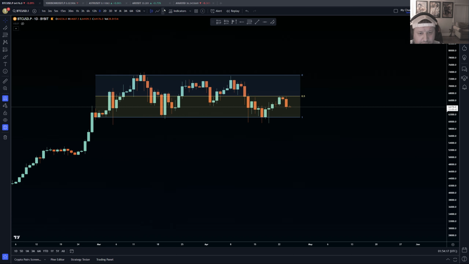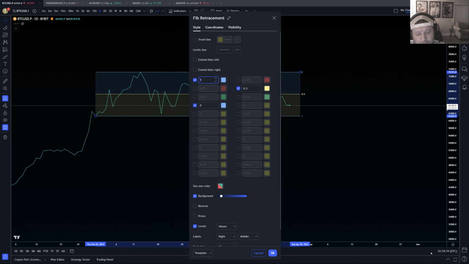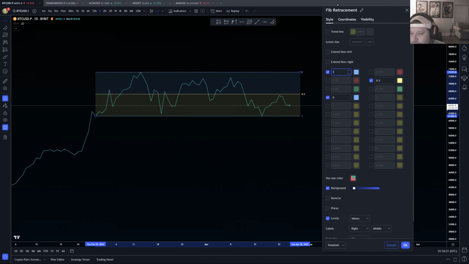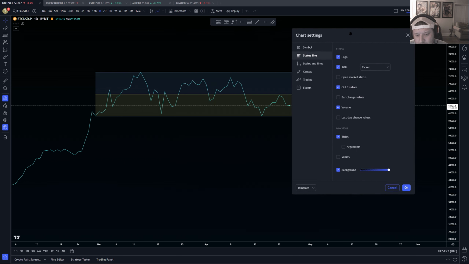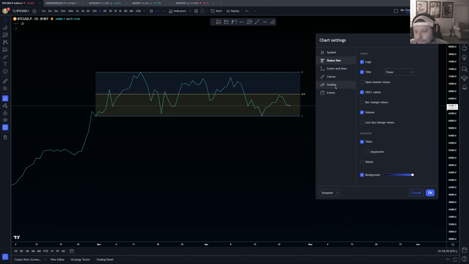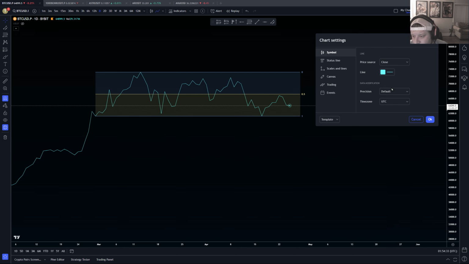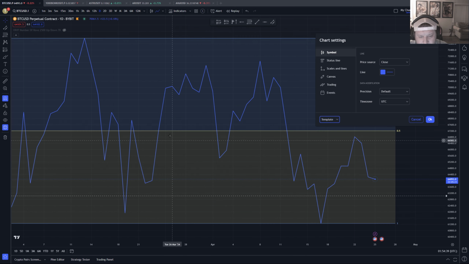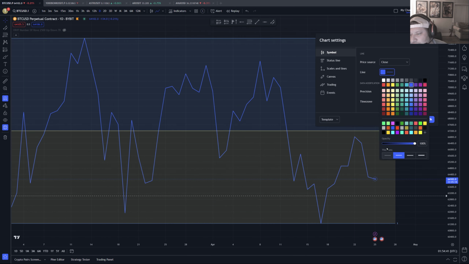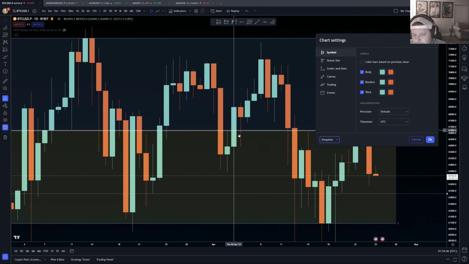If you want to know my settings for line chart, here's my settings for line chart. I don't like how it looks normal. This is what it's going to look like right out the gate for you guys. So on the line itself, let me just show you. Check this out. If we apply defaults, it's kind of ugly for me. I don't like it.